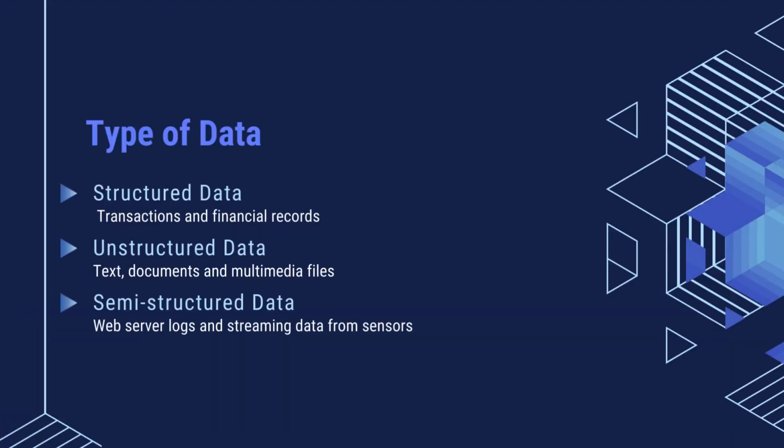There are three types of data. The first one is structured data, such as transaction and financial records. And the second one is unstructured data, such as text, documents, and multimedia files. And the last one, called semi-structured data, such as web service logs and streaming data from sensors.